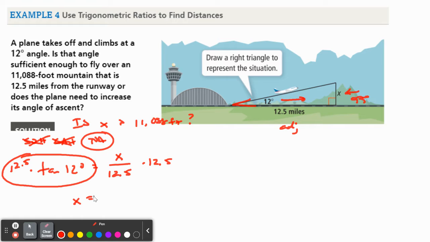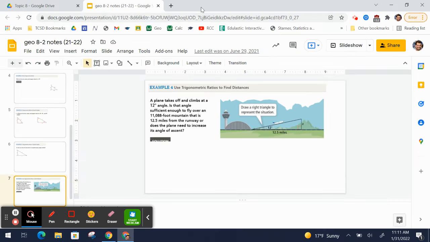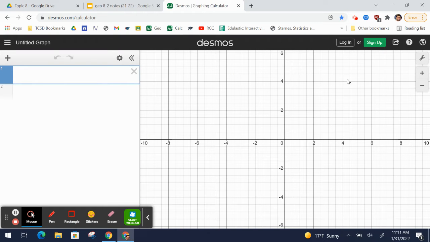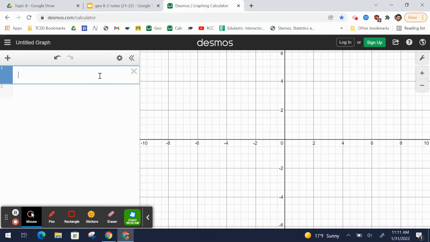Okay, all right. So I'm going to clear this away. So 12.5 times tangent of 12. I'm going to reopen Desmos for a reason, right? Every time you use Desmos, wrench, degrees. There we go. 12.5. You don't have to put times, but you can put times. Tangent, tan of 12. And this is our answer.